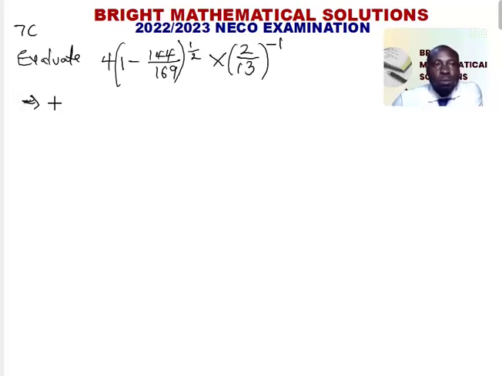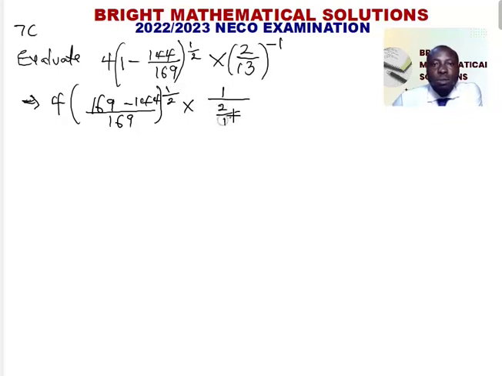So this becomes 4 into, so we are going to find the LCM of this, and that gives us 169. So this gives us 169 minus 144, all raised to power 1 over 2, multiplied by, this is inverse, it is as well as writing one number, 2 over 13. So this becomes 169 minus 144, that gives us 25 over 169, all raised to power 1 over 2.